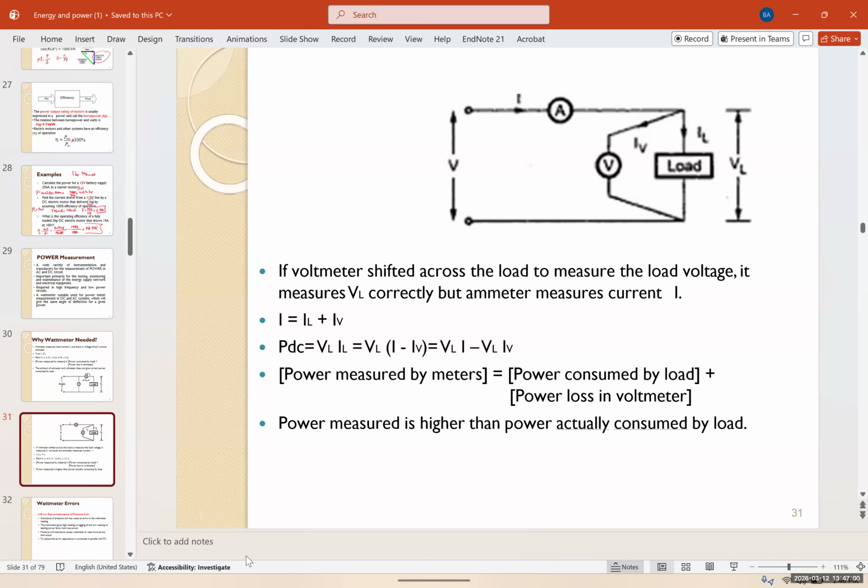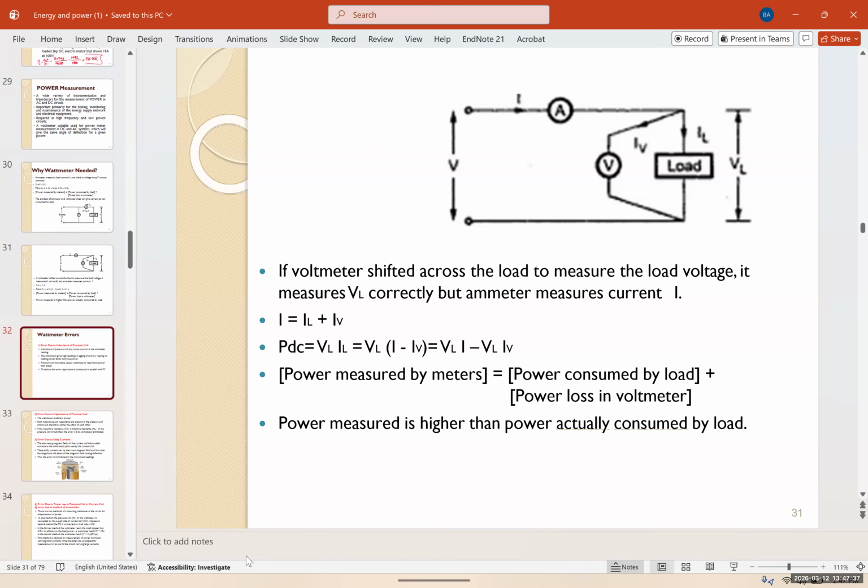So if the voltmeter is connected across the load to measure the load voltage, it measures VL correctly, but the ammeter measures current I, and that I would be IL plus IV. So the DC power would be VL IL, and IL is I minus IV. Therefore, it's going to be VLI minus VL IV. Therefore, the power measured by the meters is the power consumed by the load plus the power loss in the voltmeter. Therefore, the power measured is higher than the power actually consumed by the load.